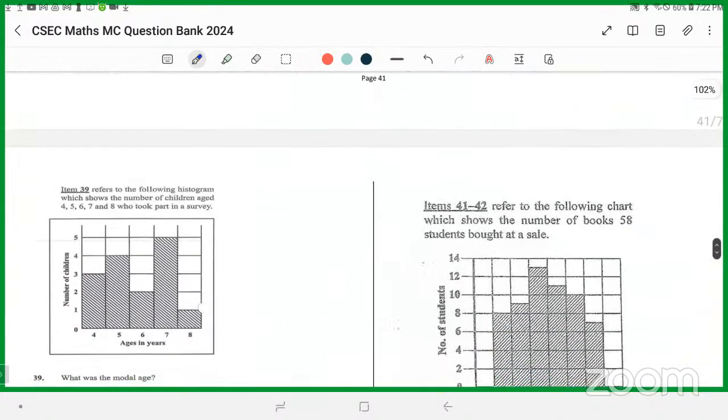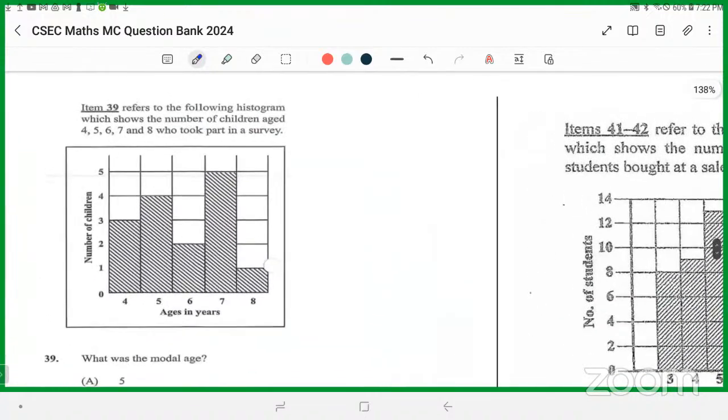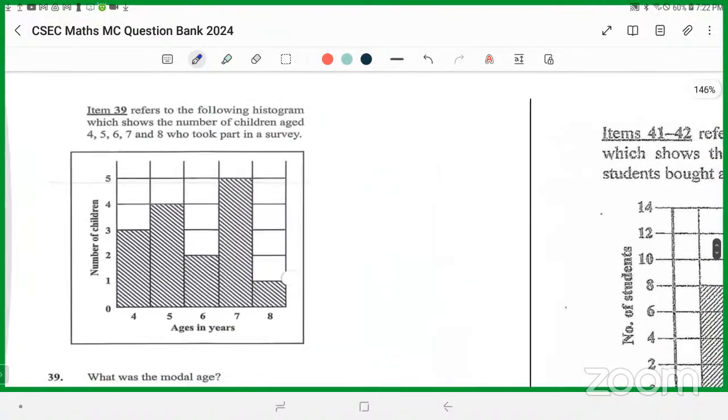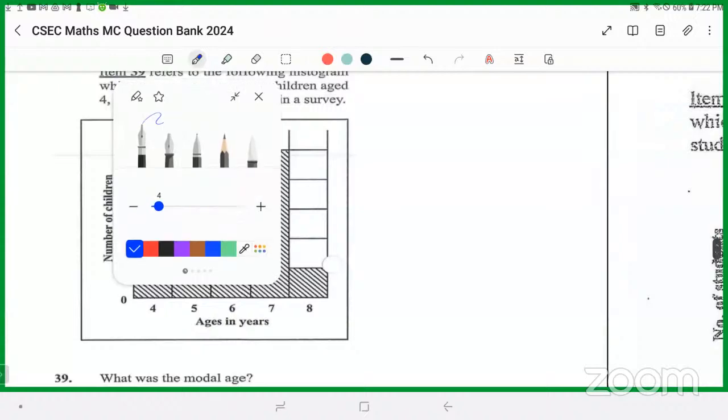These questions can be a little bit tricky sometimes. Be careful. This one says, item 39 refers to the following histogram, which shows the number of children aged 4, 5, 6, and 8 who took part in a survey. Again, the ages are your scores.